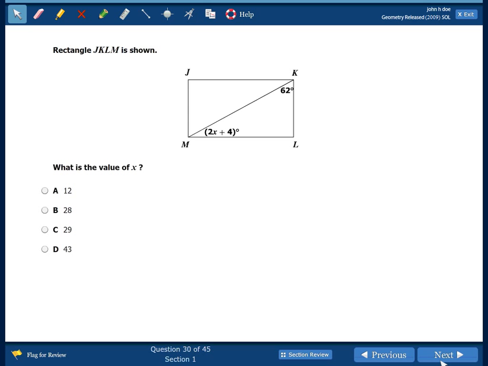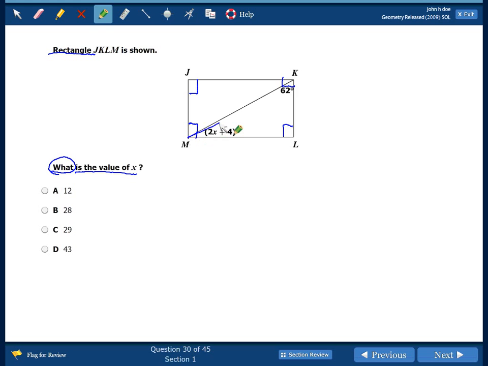Let's take a look at question 30. So again, we find that keyword to start off. Our keyword is what is the value of x. So we have to read our information above and look at this picture to figure out other things. So we're told that the shape is a rectangle. So what we know about a rectangle is all 4 of these vertices are right angles on the quadrilateral.